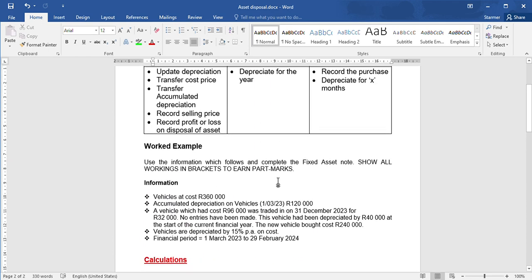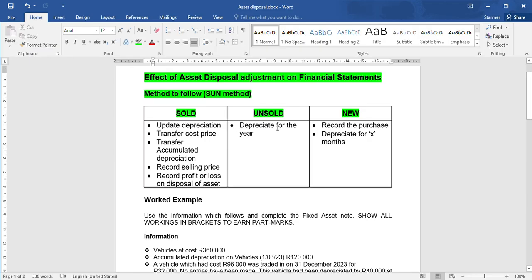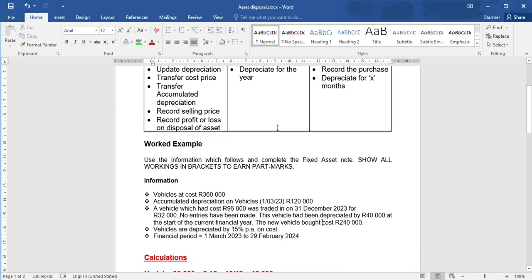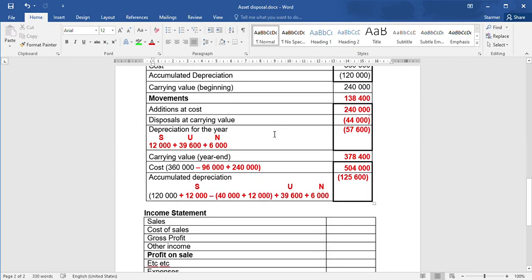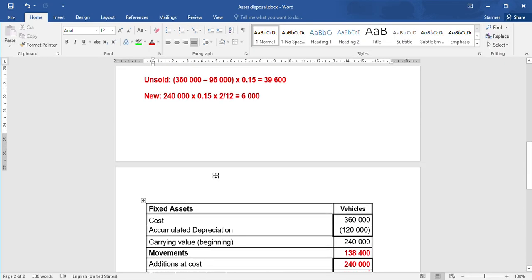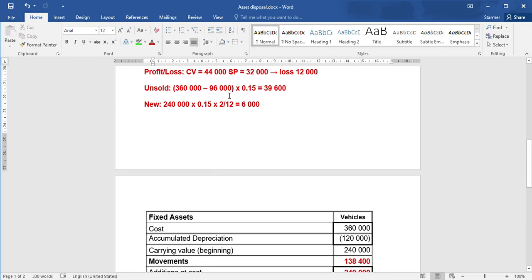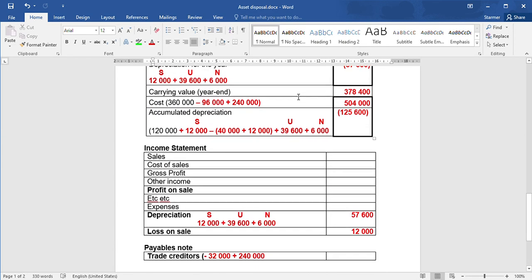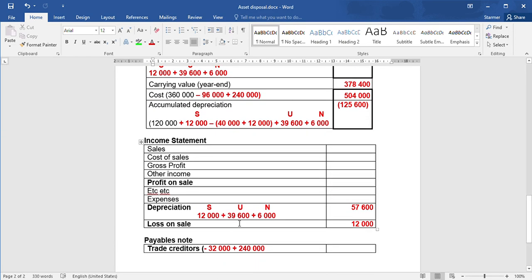So we're going to move on now to unsold. And the only thing I need to do here is depreciate the asset for the year. Now, if you've done the transactions in this order, this will give you your unsold. 360,000 minus the 96,000. So we take the 360,000, we subtract the cost price of the one I'm selling, and then I times by 15%. Gives you 39,600. The accounts that are affected there, depreciation will increase.